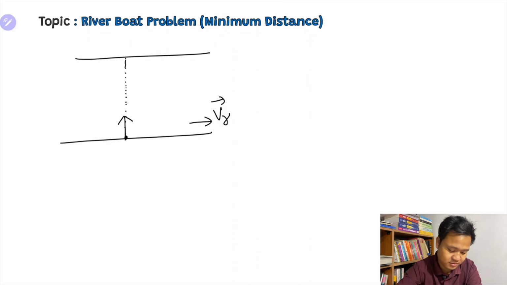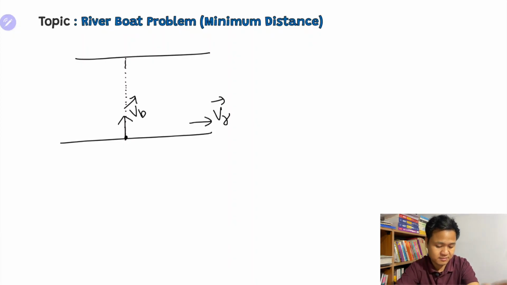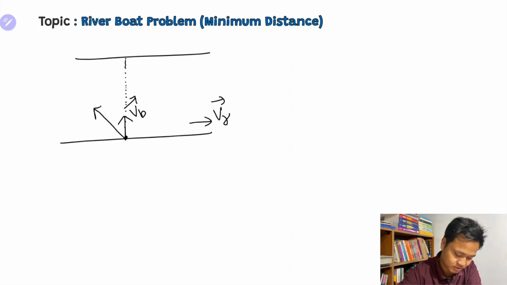Okay, see, this has to be VB. So VB has to be exactly perpendicular to the river. In order to travel in the shortest path, if you want to get VB like this, you have to try to go along this side.